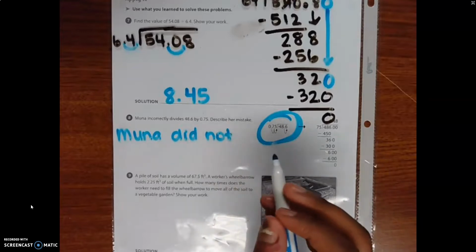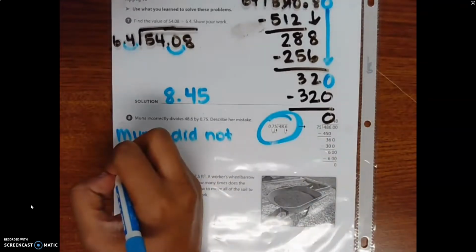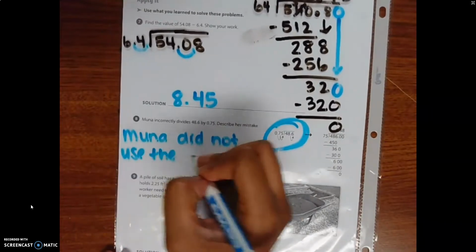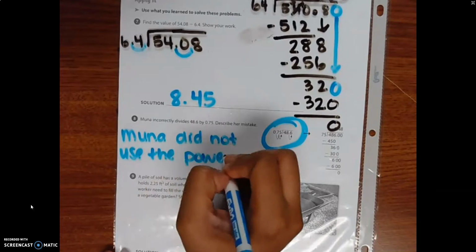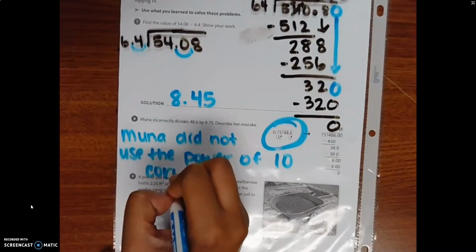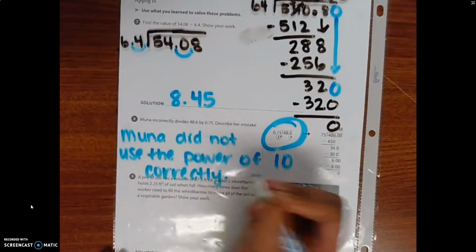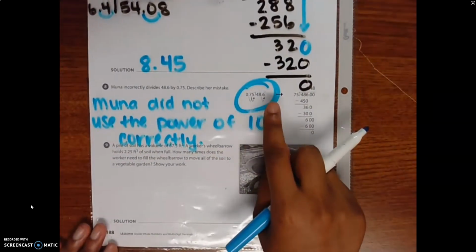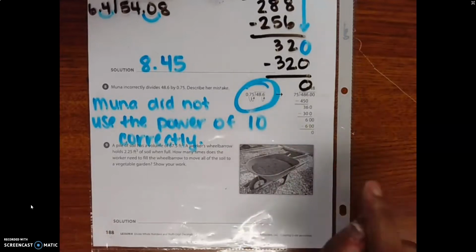So Muna did not use the power of 10 correctly. Okay, you must move it the same amount in your divisor and in your dividend. Okay.